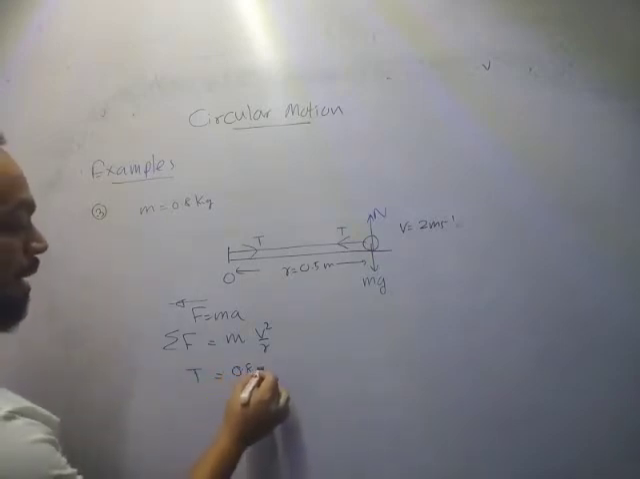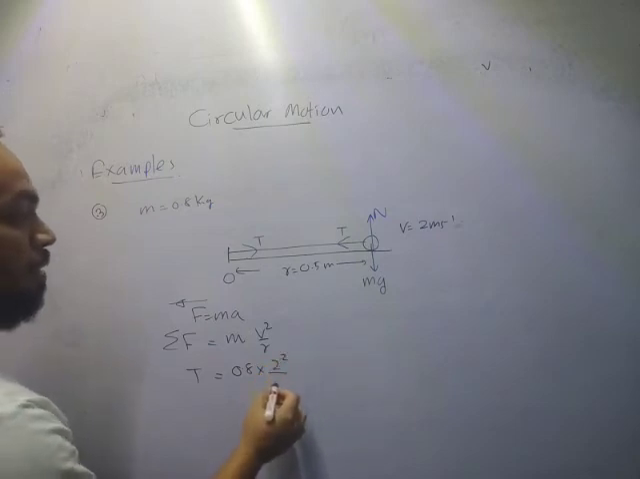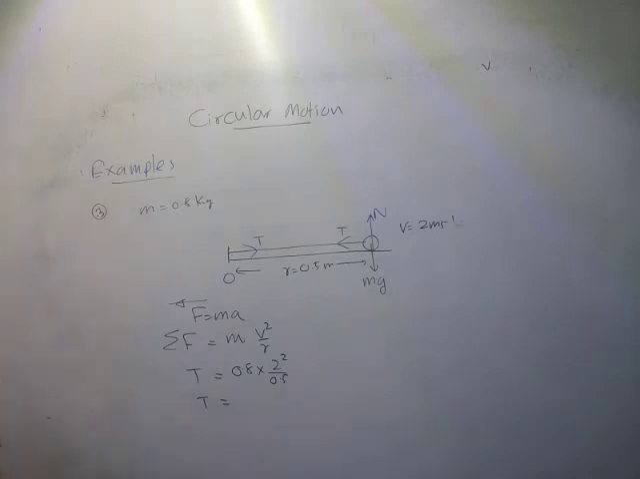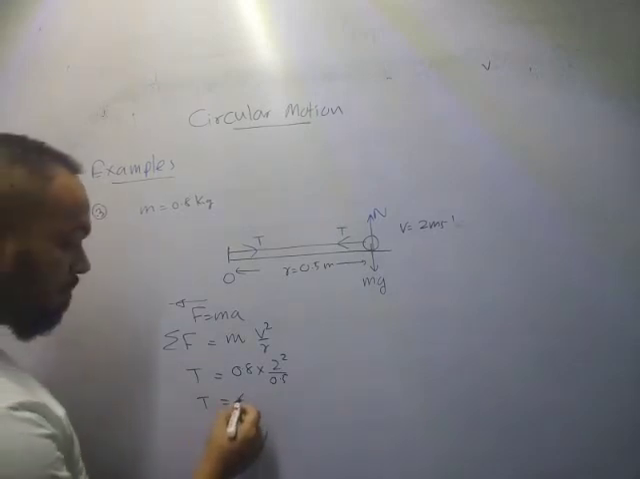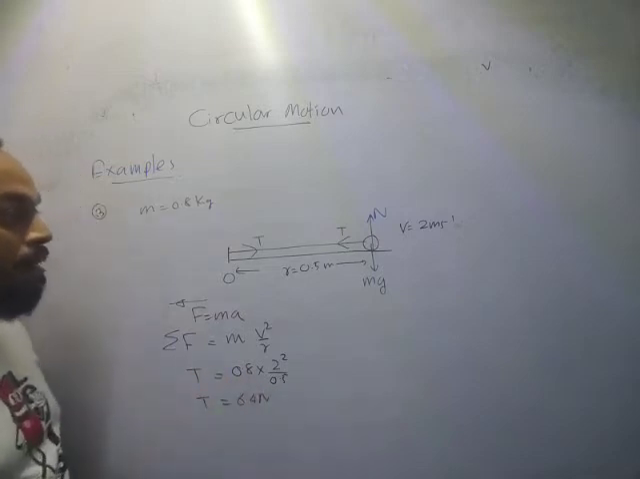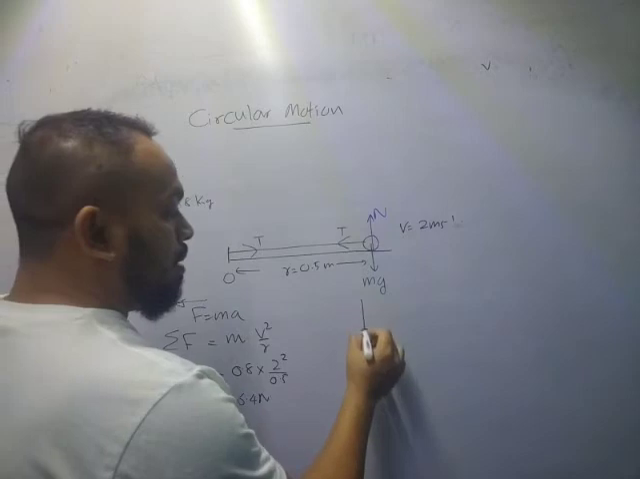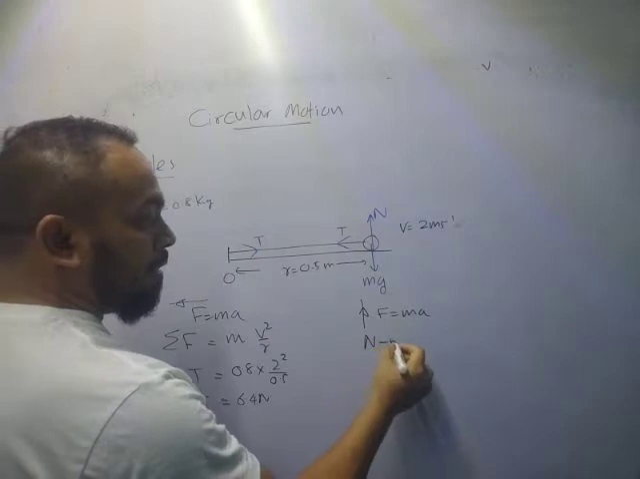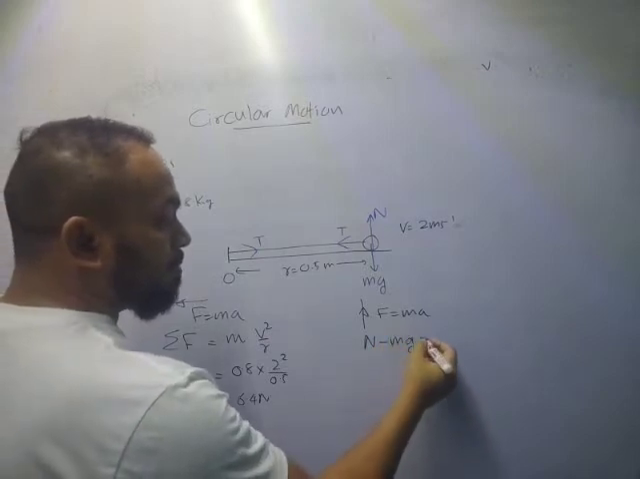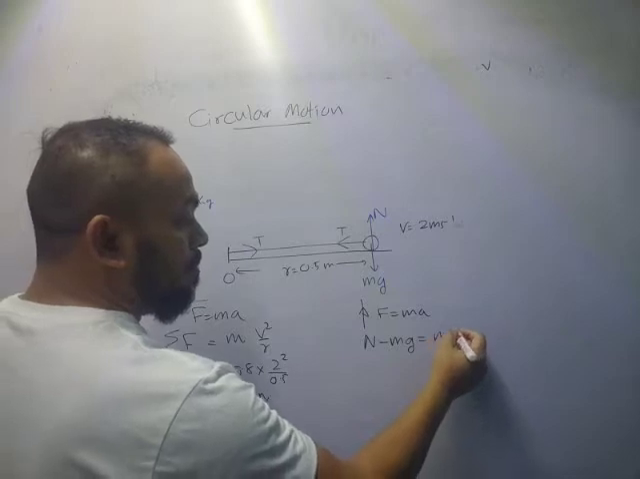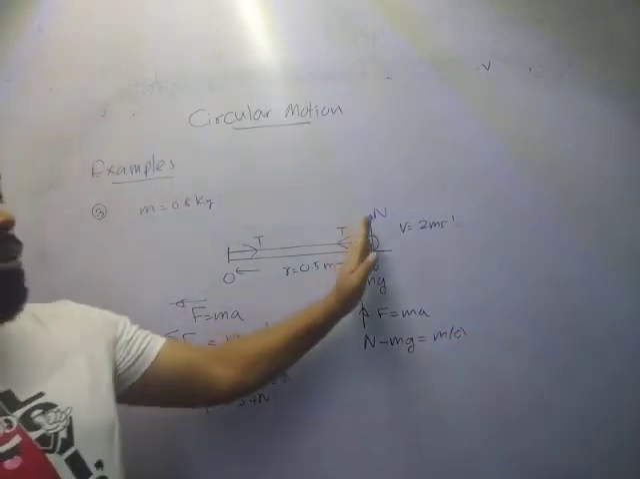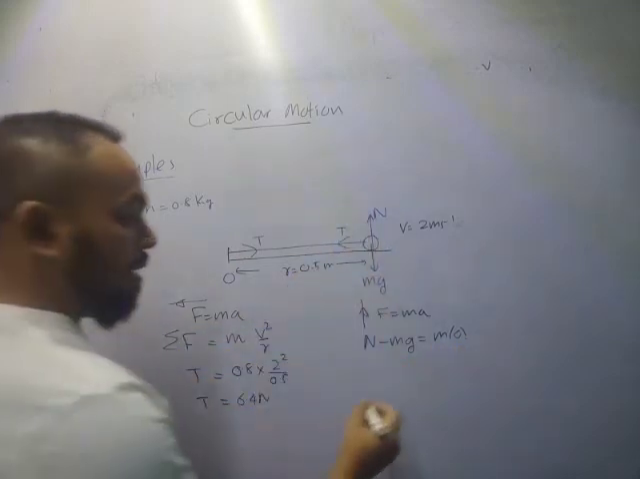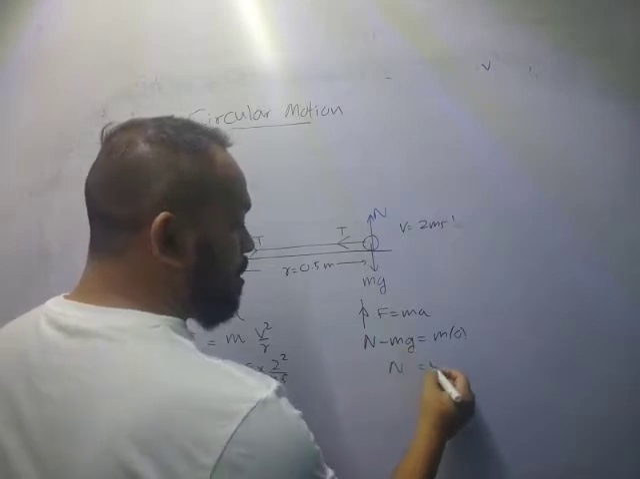M is 0.8, V is 2 squared over 0.5. So the tension in this case would be 6.4 Newton. Right. So how do you get N? To get N, you put F equal ma in the upward direction. So we have N minus mg equal to m times 0, because the particle does not have any acceleration in the vertical direction. So acceleration is 0, which means N is equal to mg.